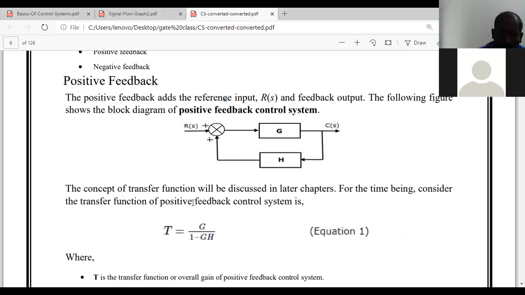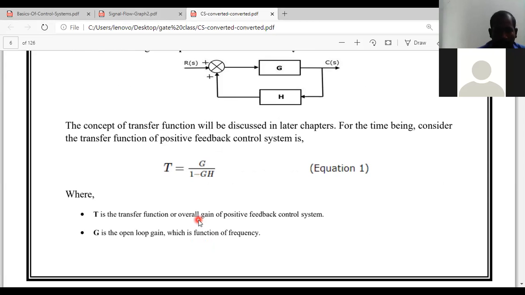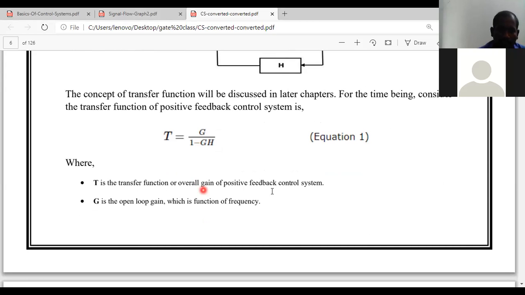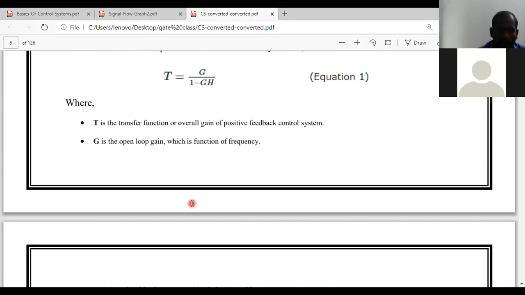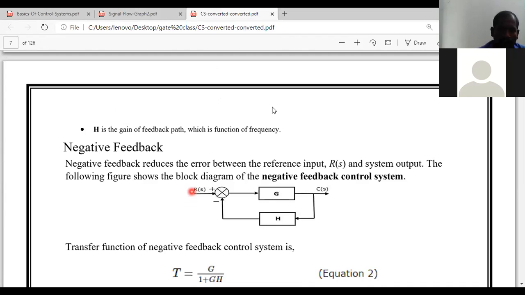In positive feedback, the transfer function T is equal to G divided by 1 minus G into H. This is the transfer function of positive feedback. It's a very important formula. Here T is the overall gain of the transfer function with the feedback, G is the loop gain as a function of frequency, and H is the feedback path, which is also a function of frequency.